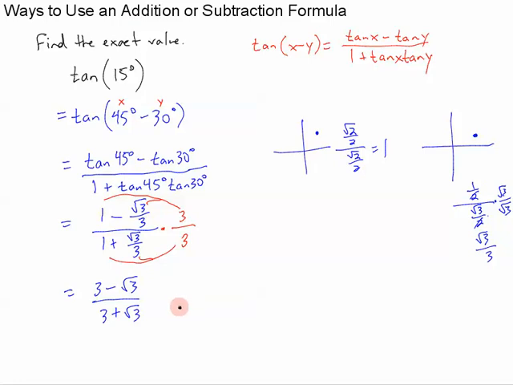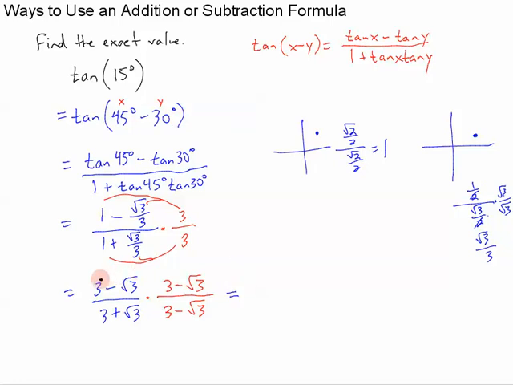Okay, so you know, we're usually not supposed to have a radical on the bottom, so to fix that we would multiply this fraction on top and bottom by the conjugate of this guy on bottom, and the conjugate of that is 3 minus the square root of 3. So I'll multiply top and bottom by that.